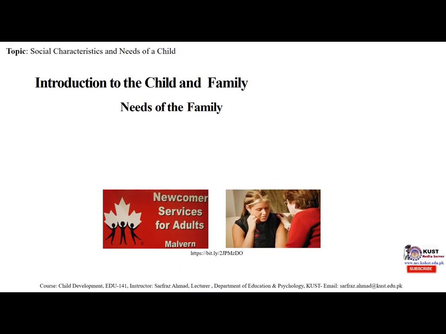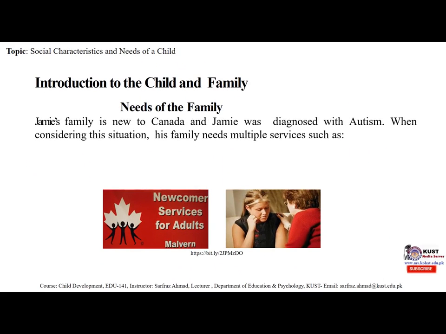So there are some needs of the family. What are the needs of the family? Jamie's family is new to Canada and Jamie was diagnosed with autism. Considering this situation, his family needs multiple services because the family always remains busy with their life schedules. So there is a need for different things for Jamie.